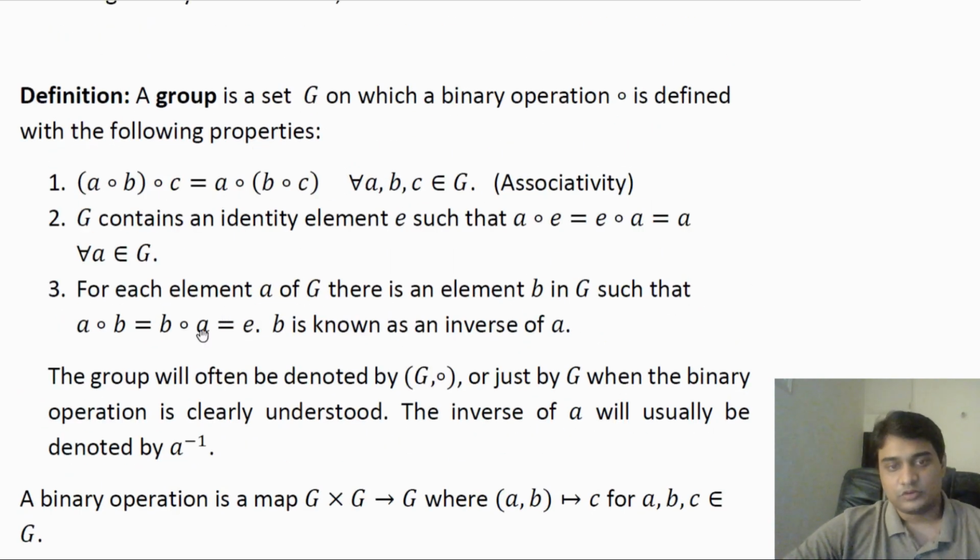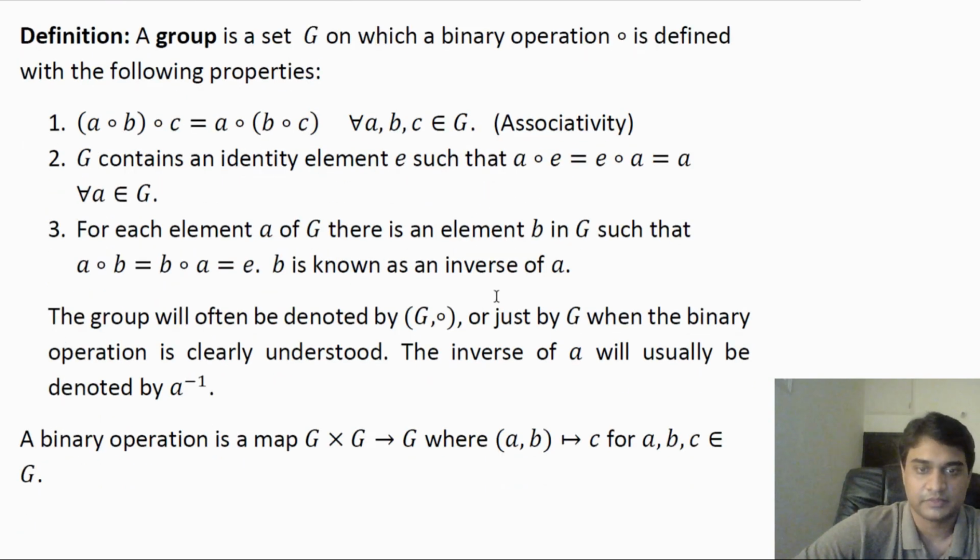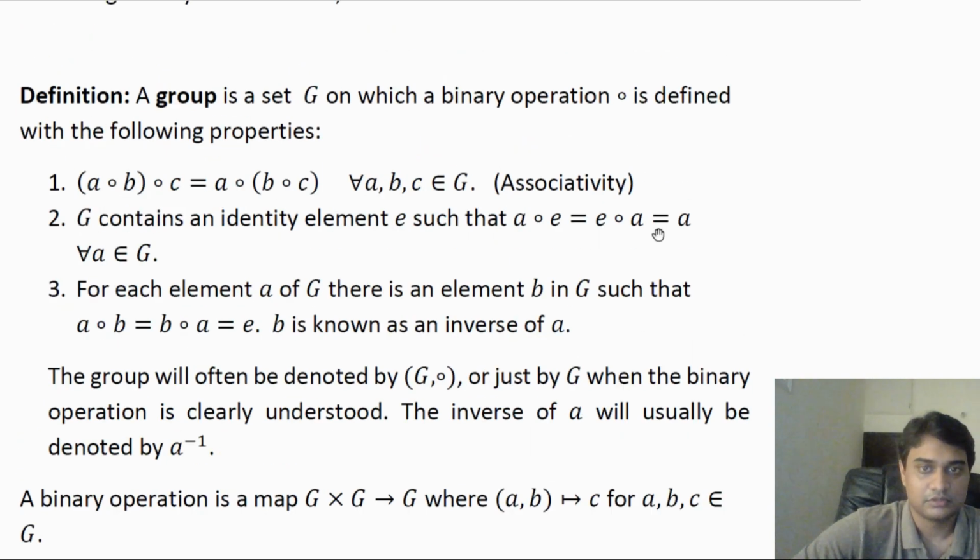And the group will often be denoted by G circle, because it consists of two things, one is the set and the other the binary operation, so it is reasonable to denote it by this ordered pair, G circle. And also we can just denote it by G if the binary operation is clear from the context and it's obvious what the binary operation is. Then we don't need to mention the operation as well. We can just write the symbol for the set on which the binary operation is defined, right?